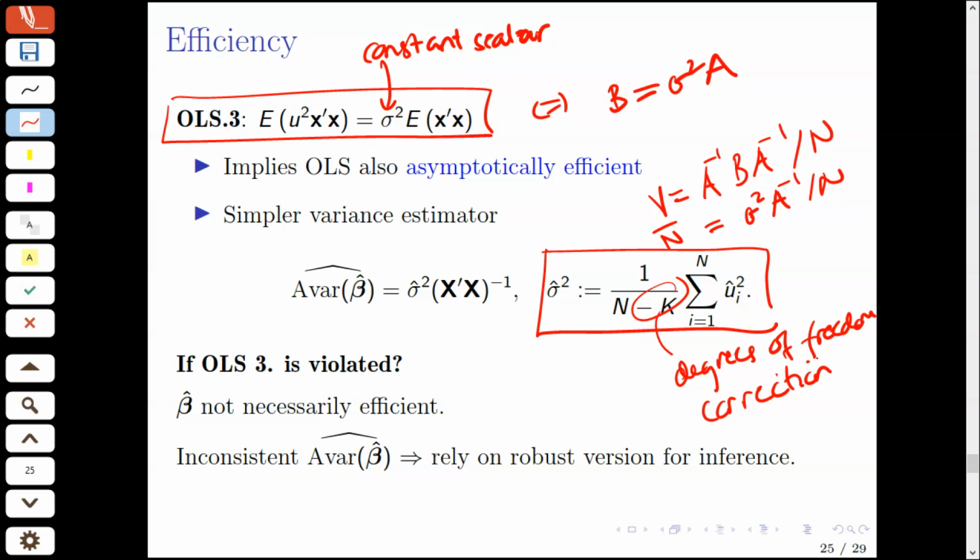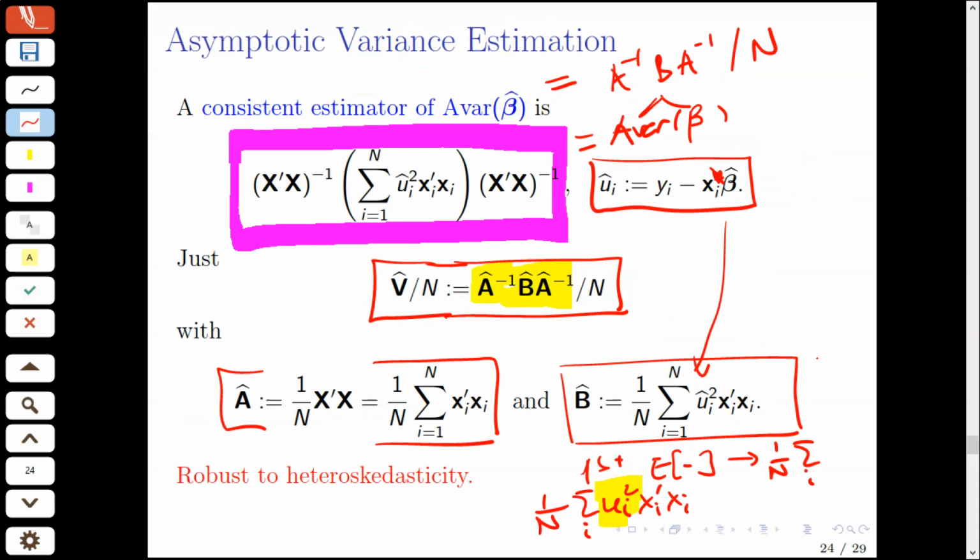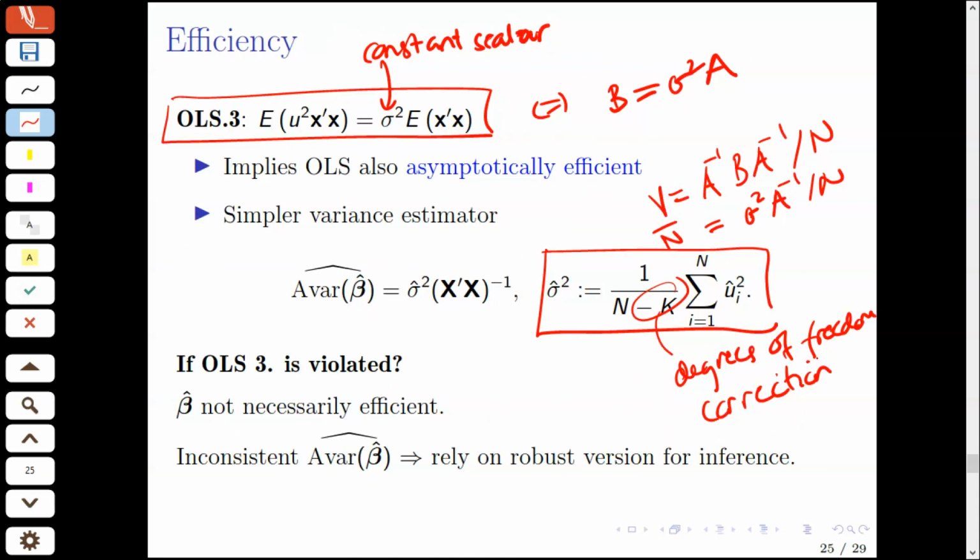Now, of course, this variance estimator is only consistent under the assumption OLS3. If OLS3 is violated, the variance estimator need not be consistent, and we should rely on a more robust version for inference, that is, the variance matrix on our previous slide in purple. Also, if OLS3 is violated, the OLS estimator is not necessarily asymptotically efficient. That is, we might be able to do better in terms of having a smaller limiting variance.